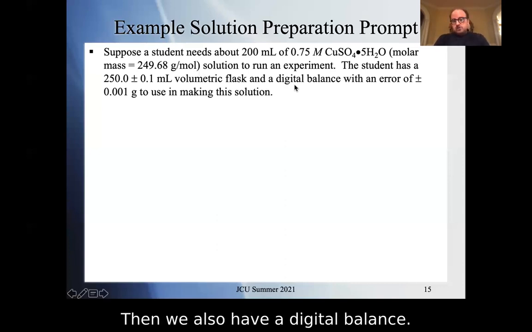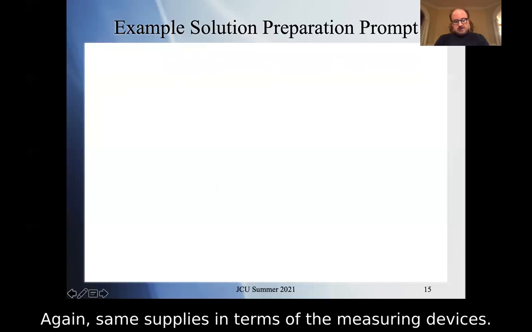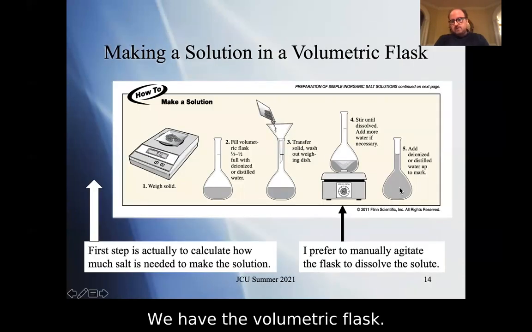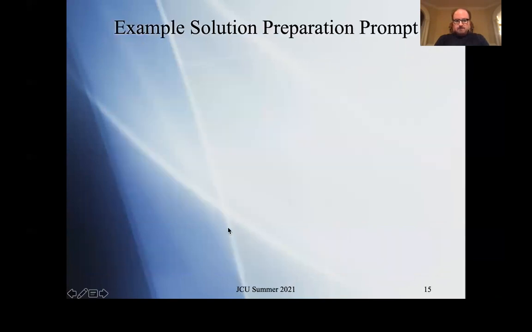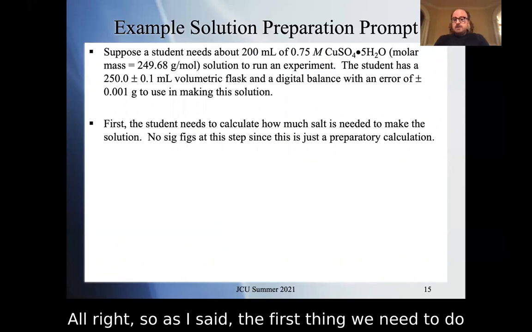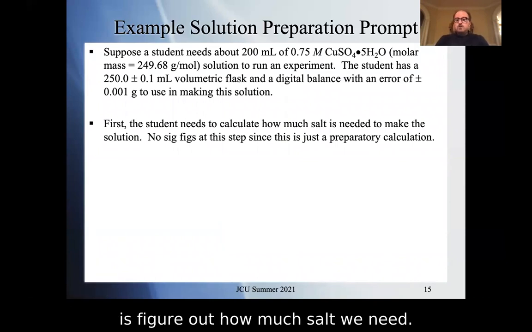Then we also have a digital balance. Again, same supplies in terms of the measuring devices. We have the balance, we have the volumetric flask. All right, so as I said, the first thing we need to do is figure out how much salt we need.